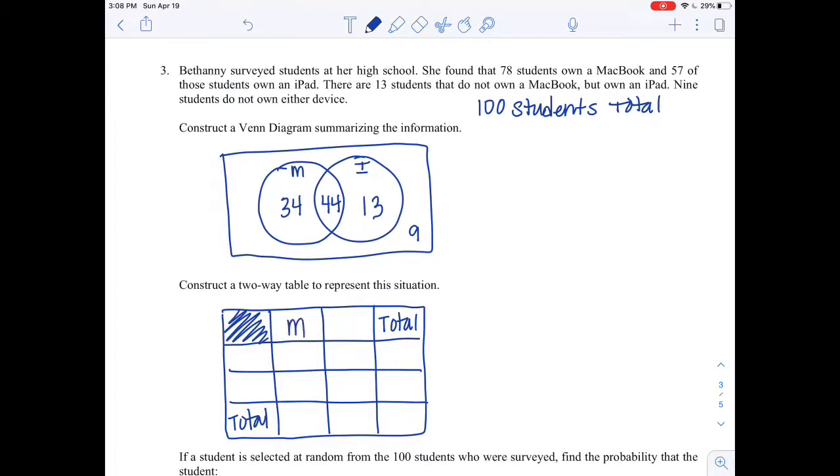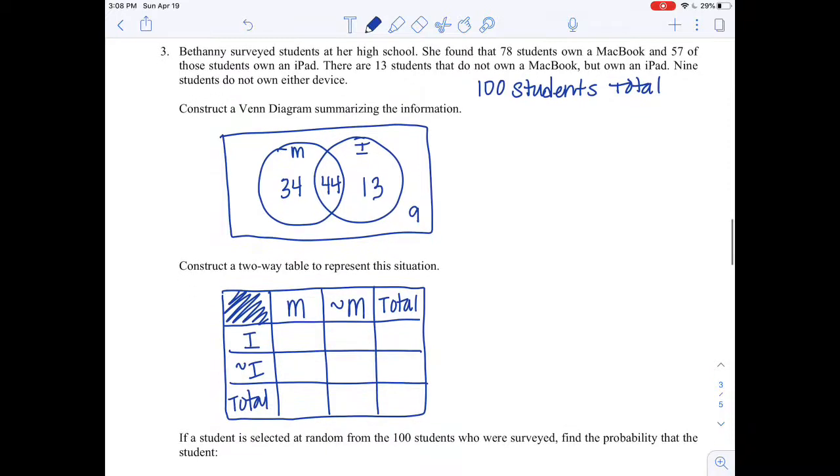So you have people who own a MacBook and people who do not own a MacBook. That little squiggly is going to represent not. You're going to have people who own an iPad, and you're going to have people who do not own an iPad. Okay? And eventually I'm going to show you how these boxes match up with parts of the Venn diagram.